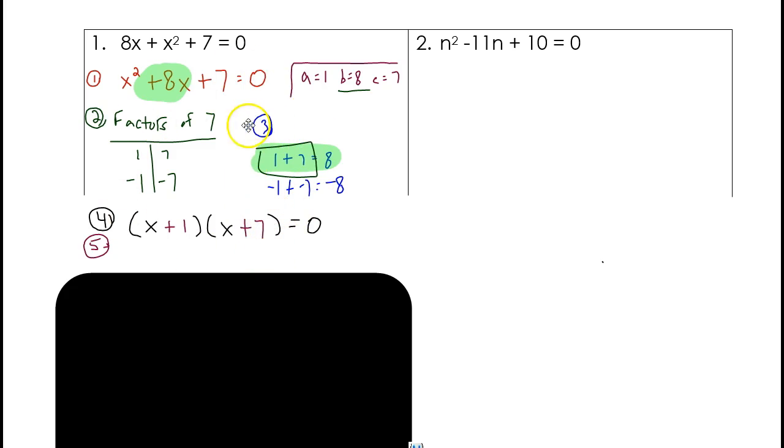I'm going to show you in a minute that it doesn't take as much space to do all this. We're just kind of listing out every step as we go along.